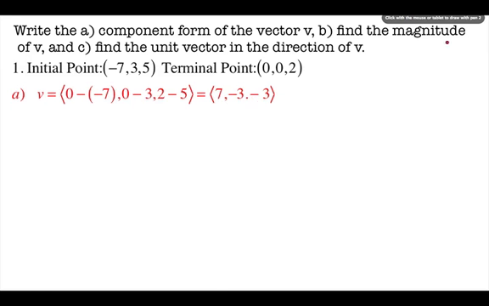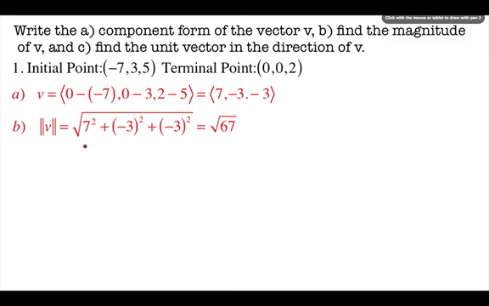Now we're going to find the magnitude. All we need to do is take these numbers that you see here, square them, and take the square root. We follow the formula you saw on the previous slide, and you end up with square root of 67. Letter C says find the unit vector in the direction of V. So we apply the formula you saw on the previous slide, which is 1 over the magnitude of the vector times the vector V, which is right here, and this is the answer. You can leave it in this form. We're done with number 1.